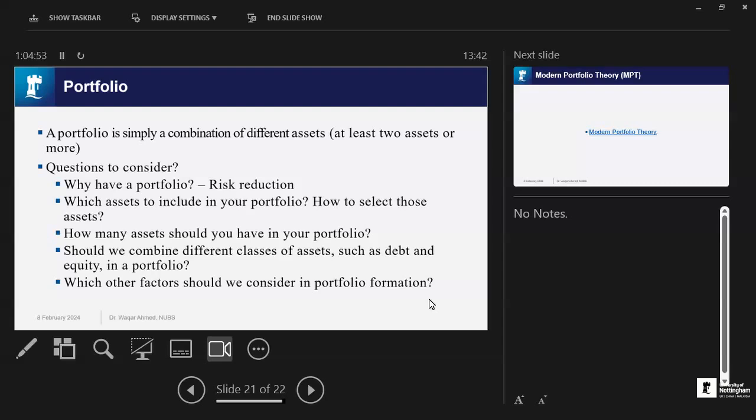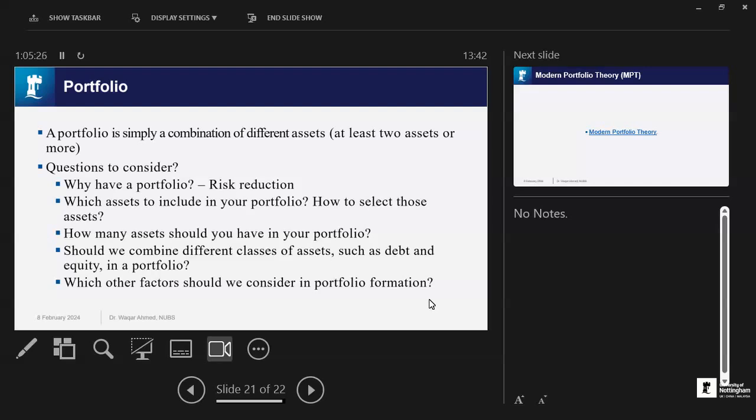In a portfolio, you can have assets from the same class or you can combine assets of different classes. So you can have an equity portfolio in which all assets are equity. You can have a debt portfolio in which all assets have characteristics of debt. Or you can have a portfolio that has both debt and equity. Okay? So the term portfolio simply means a combination of different assets.